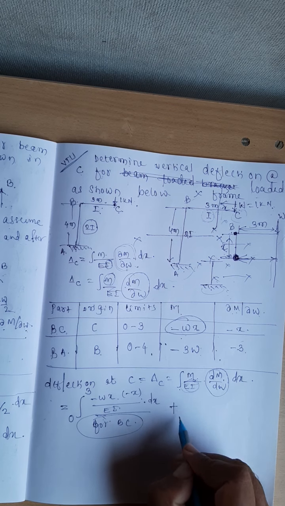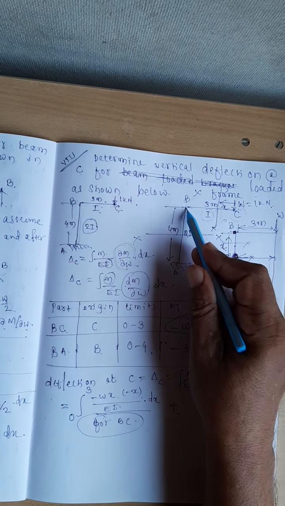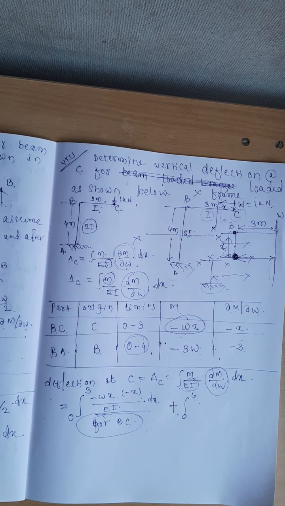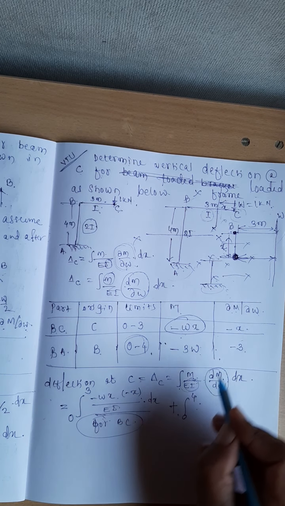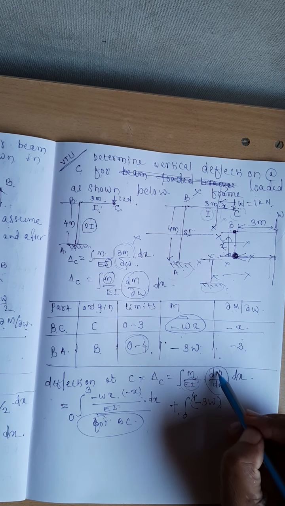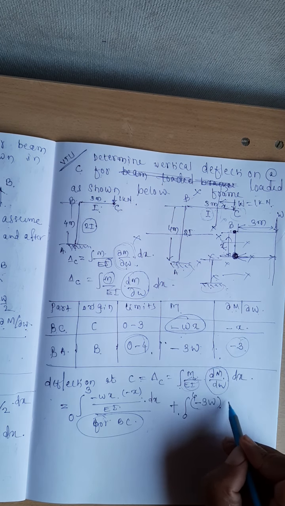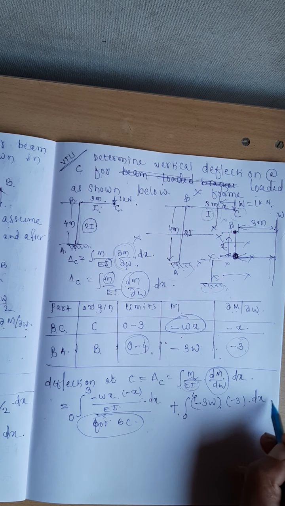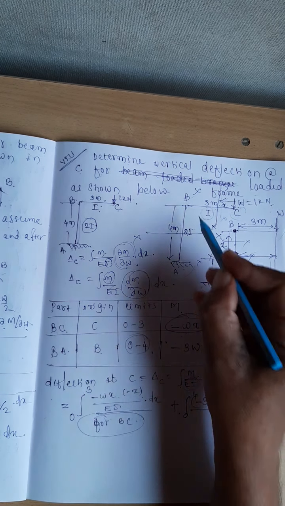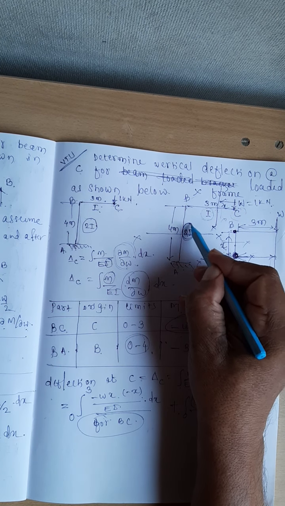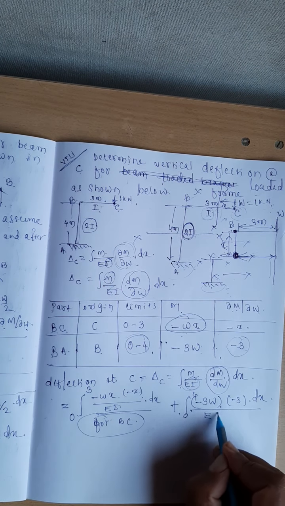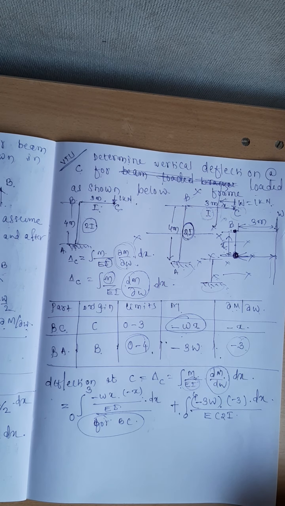Yes. Plus next is for the part BA, the limits are 0 to 4. What is the value of M for that particular part? The value of M is minus 3W. Yes. Next is dM by dW. dM by dW is nothing but minus 3 into dx divided by, yes, EI I want. What is the value of EI for this particular section? E has not been given, means constant. I has been given equal to 2I. Therefore, E in the bracket you need to write 2I.